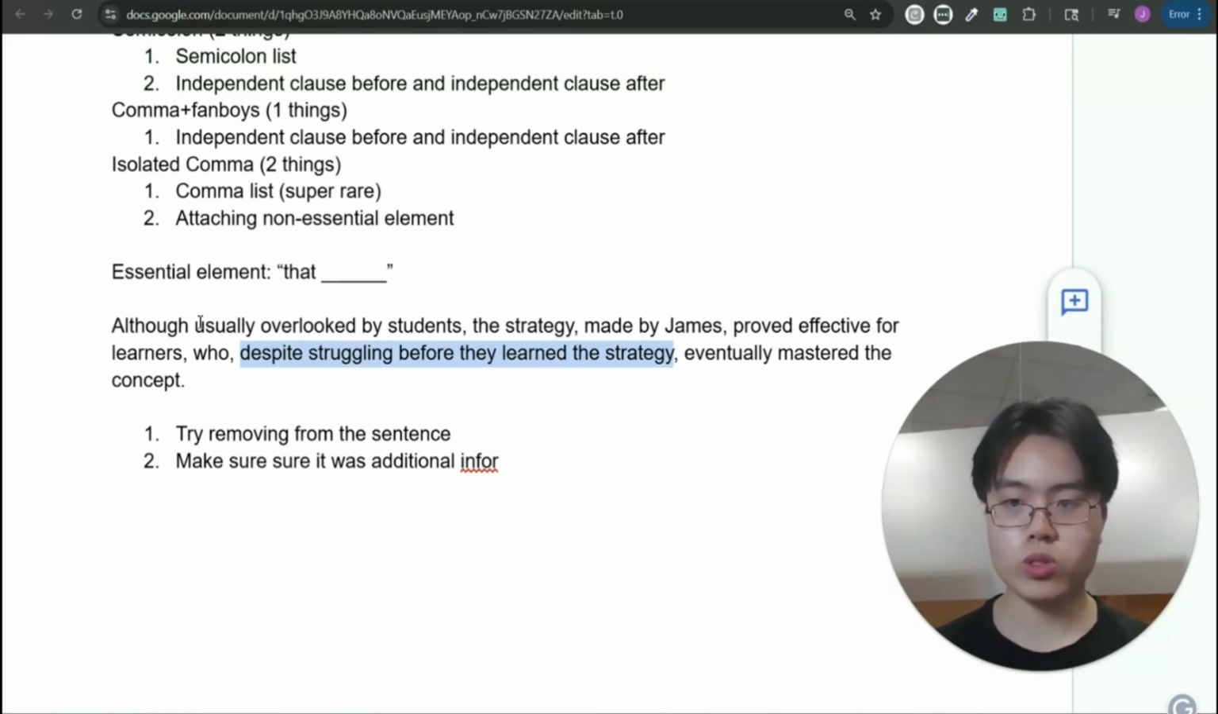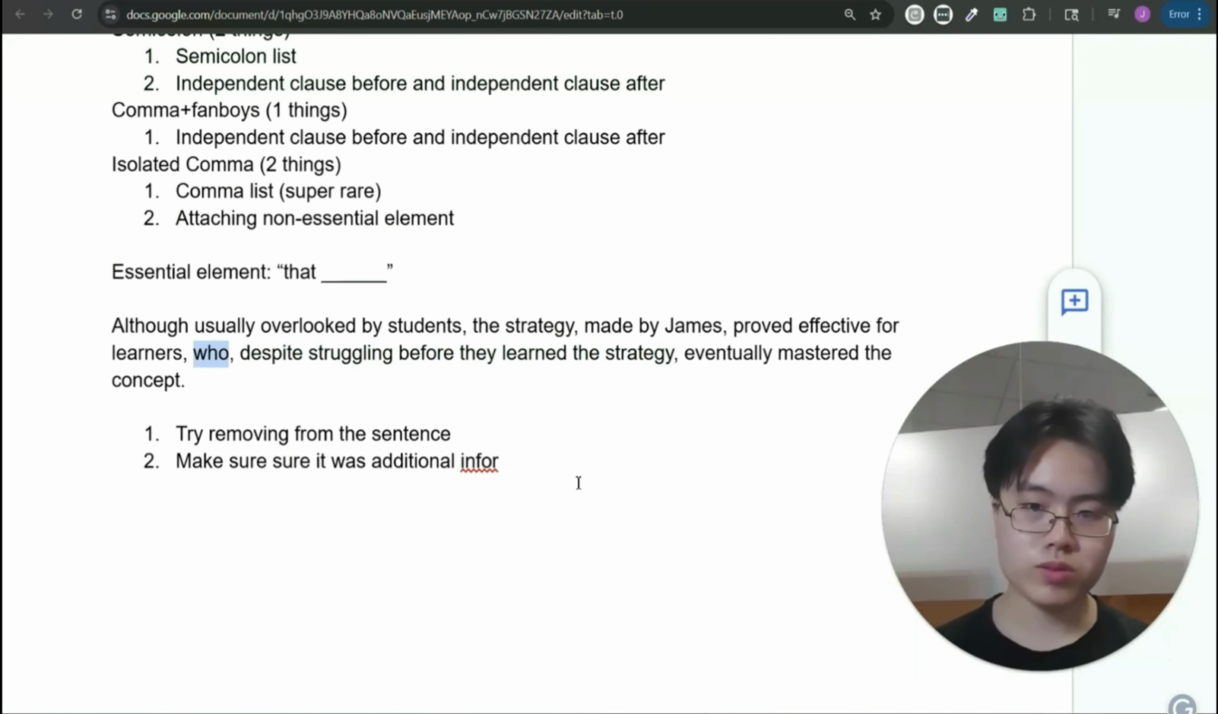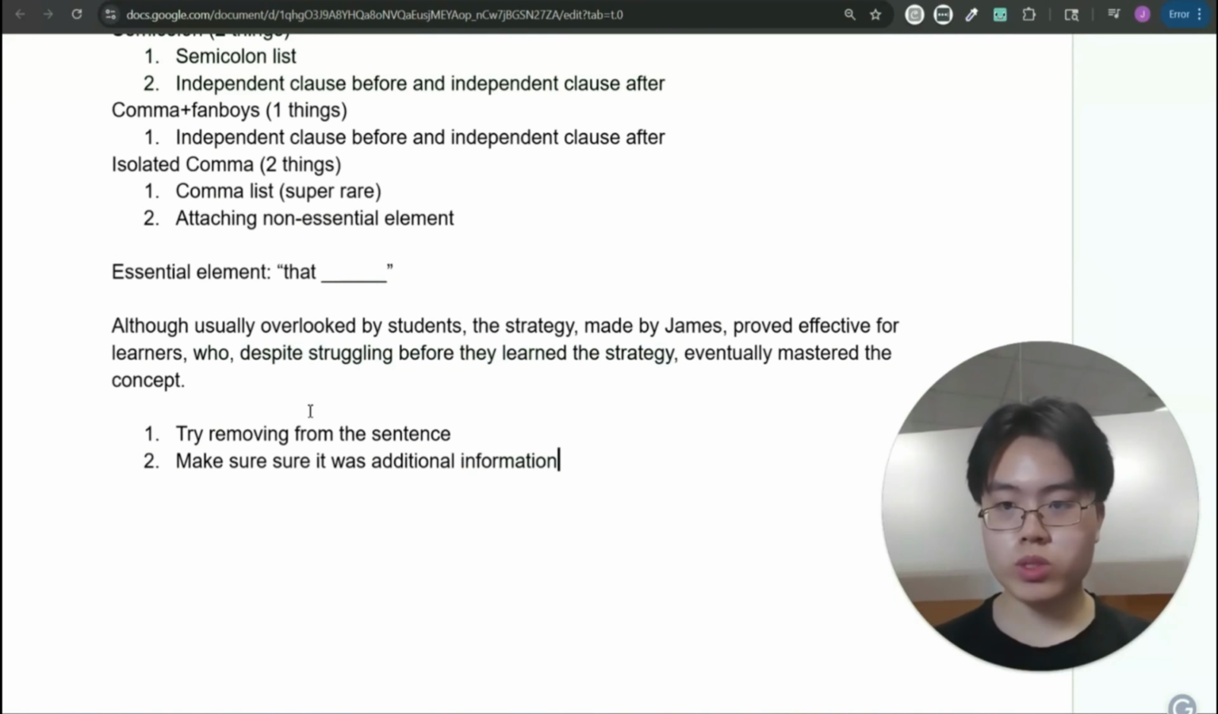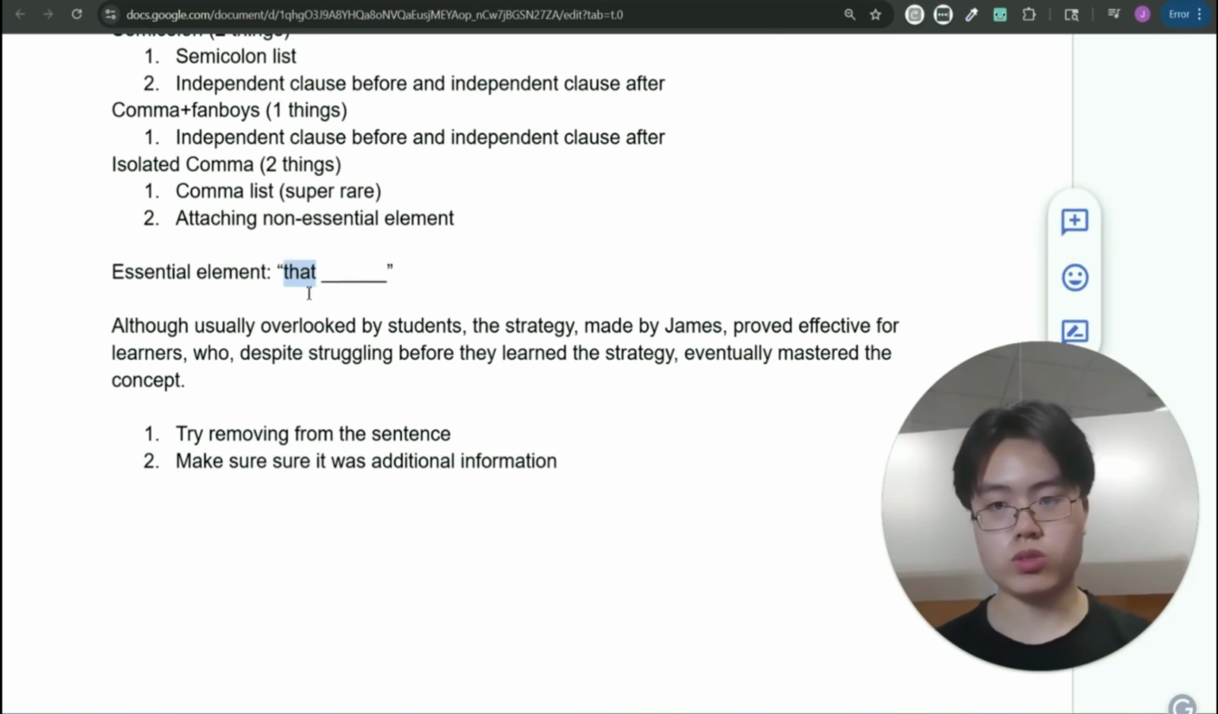It's additional information about the word who. So we know it's additional information. And remember, we removed it from the sentence and the sentence still made perfect sense. So we hit the two check marks. Then we know for sure this is a non-essential element. Obviously, there's not the word that in front of it too. Make sure you look out for that.